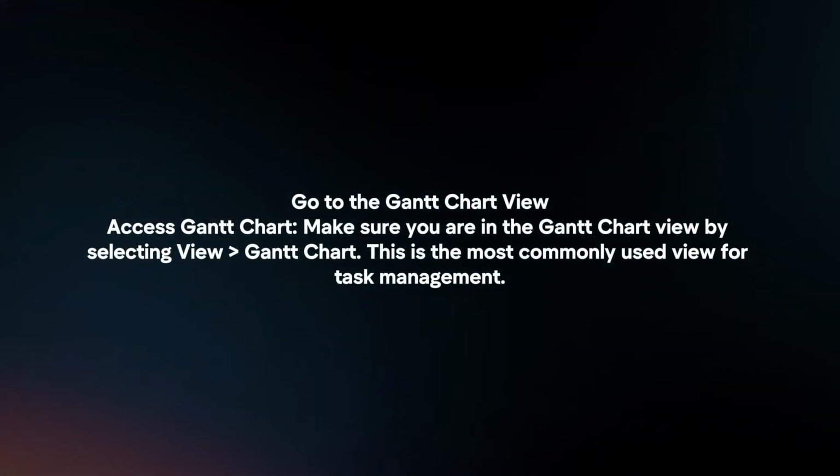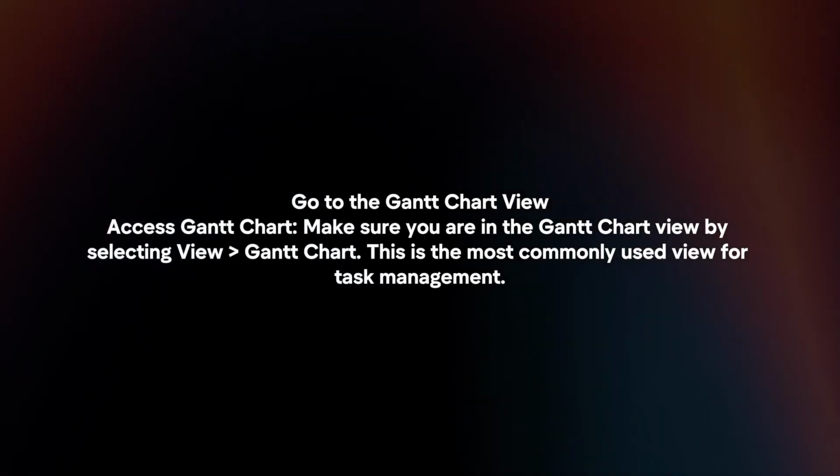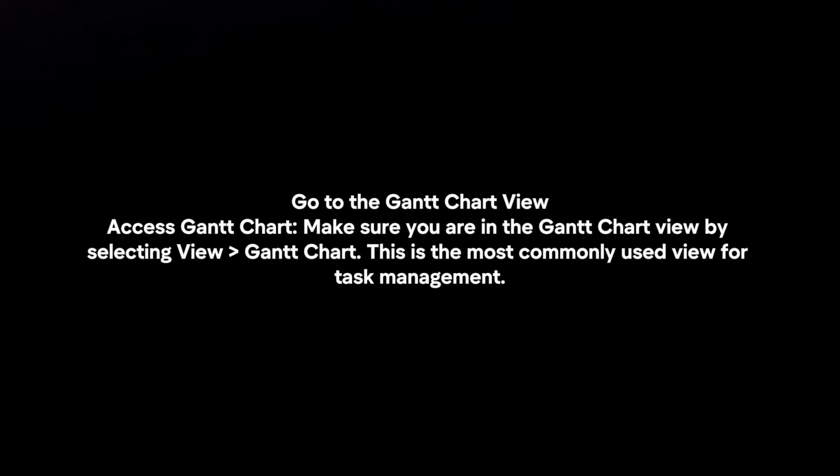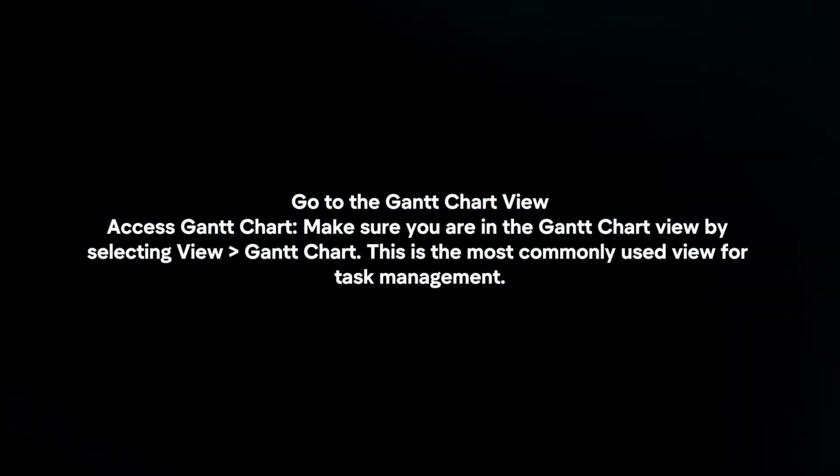Go to the Gantt chart view. Access Gantt chart. Make sure you are in the Gantt chart view by selecting View, Gantt chart. This is the most commonly used view for task management.